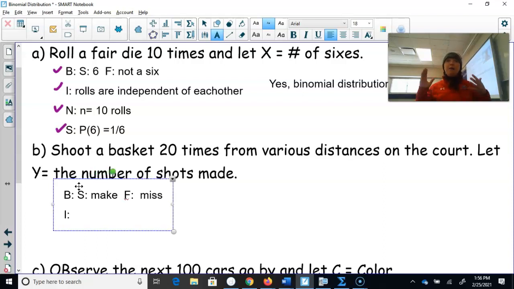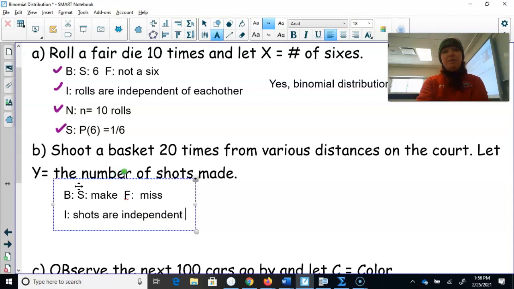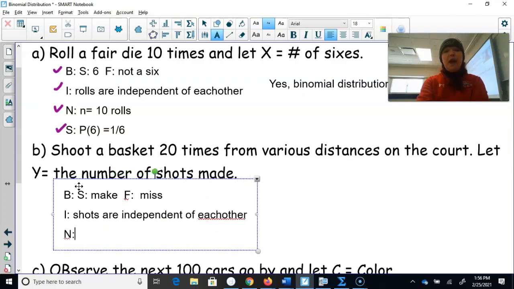Independence. If I miss one shot, is that gonna affect the probability of making another shot? Now, some of you athletes might say yes because it gets in your mind, but theoretically, no, that shouldn't affect it. So shots are independent of each other. N equals 20, where we're gonna shoot the basket 20 times.